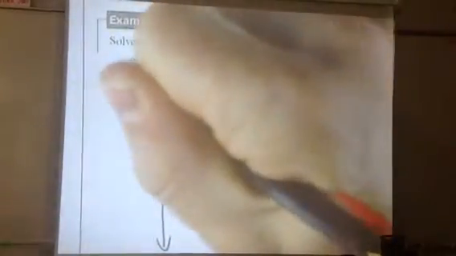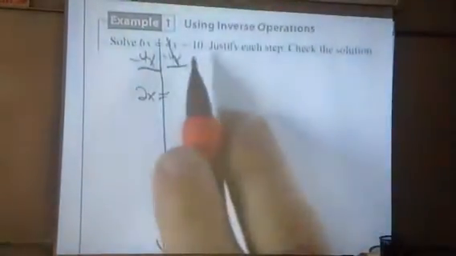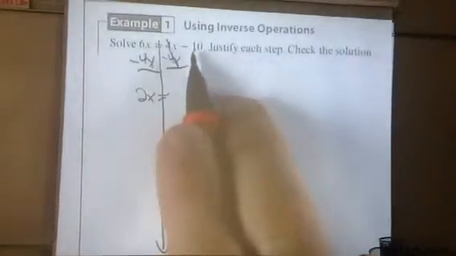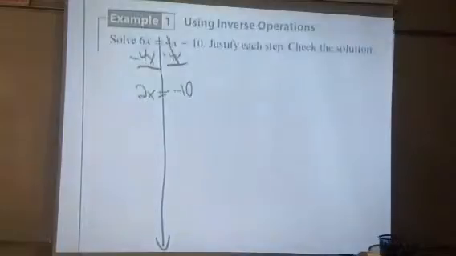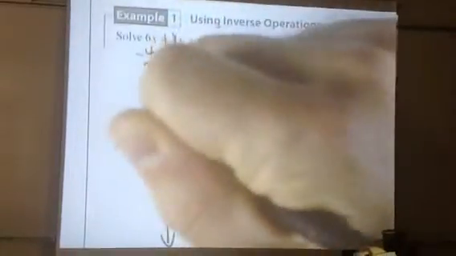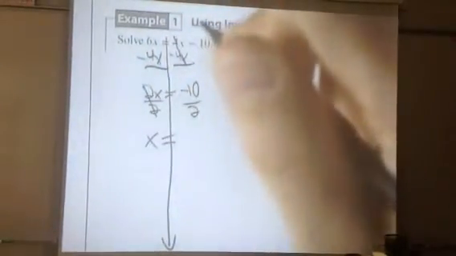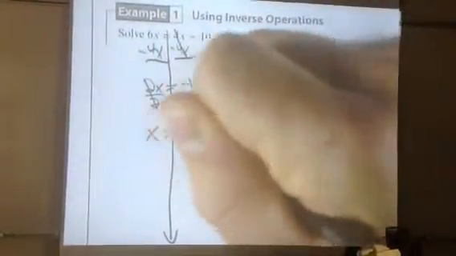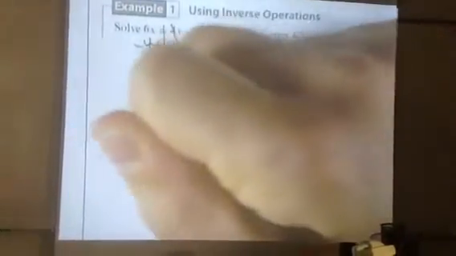6x minus 4x gives me 2x equals. Look at this. I've got a 10 left, but it's not a 10. Look in front of the 10. That's a negative 10. 2x equals negative 10. What I want to do now is just finish by dividing by 2 on each side. That gives me x equals negative 10 divided by 2, which is negative 5. X equals negative 5.